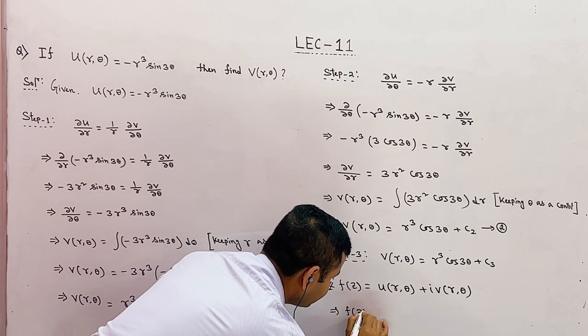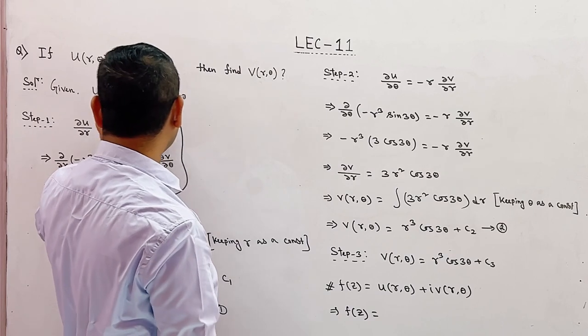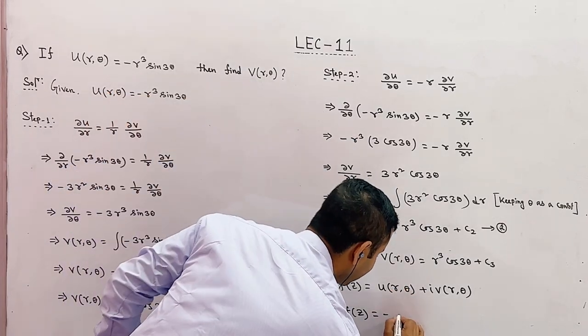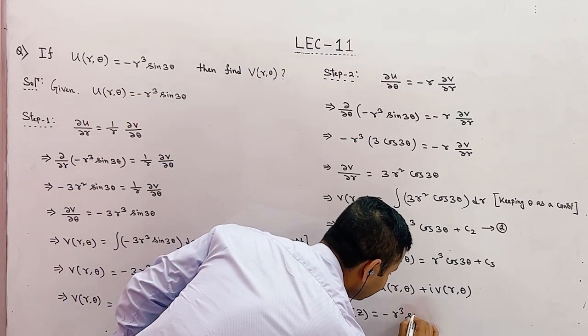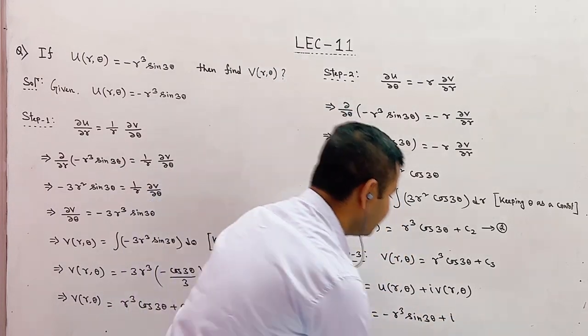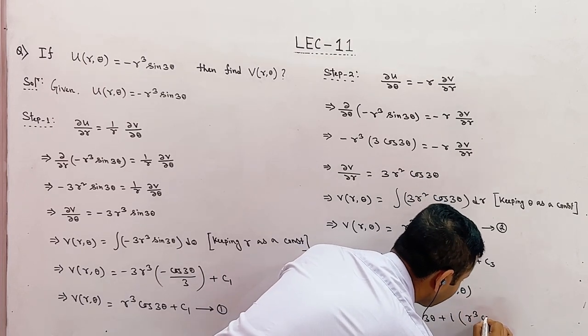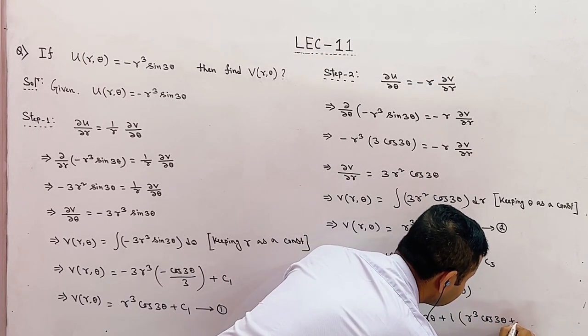So finally we get f of z is equal to u(r,θ), which is minus r cubed sine thrice theta, plus iota v(r,θ), which is r cubed cos thrice theta, plus some constant.